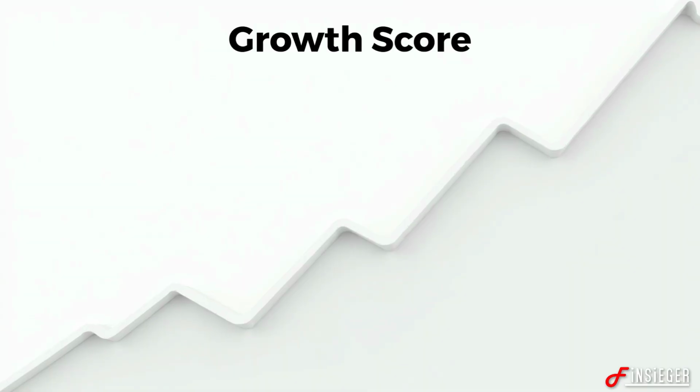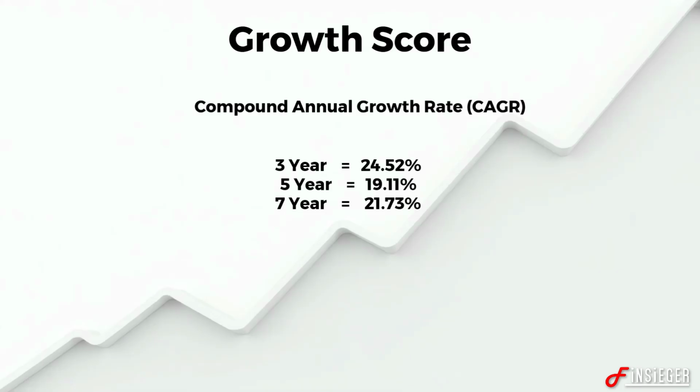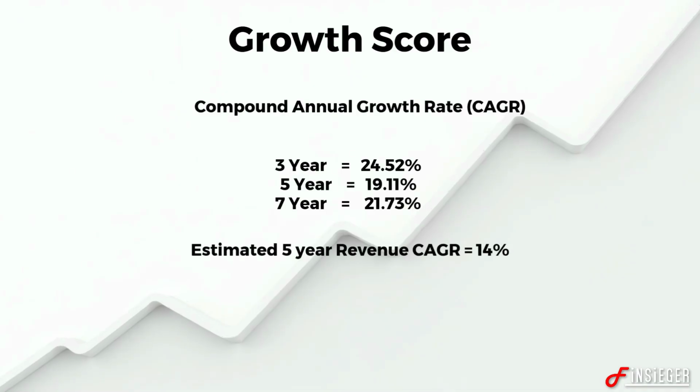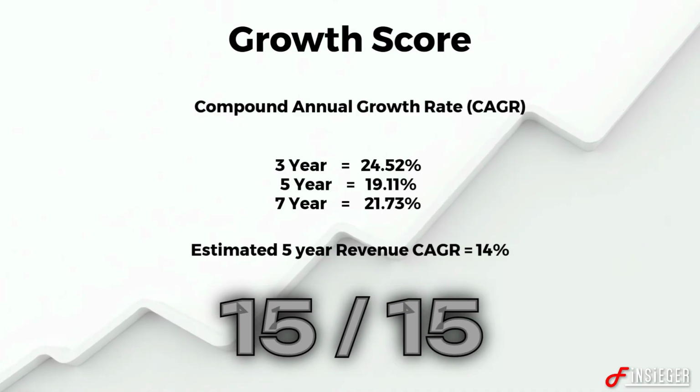Revenue growth of Dmart in terms of compound annual growth rate for the last 3, 5 and 7 years is 24.5, 19 and 21.7 respectively. The estimated growth for revenue for the next 5 years is around 14%, which is amazingly high. So the growth score comes to a perfect 15 out of 15.